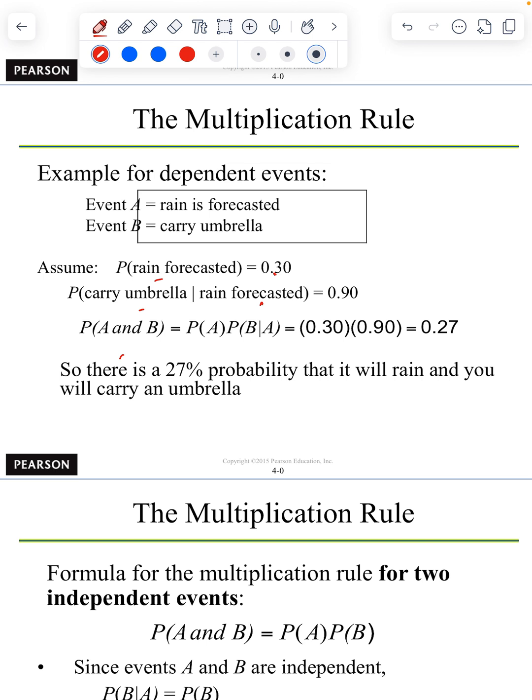So you have the probability of A and B occurring equals the probability of A times the probability of B given A. So, for example, you've got 30% based on this rain forecast, multiplied by 90% or 0.90 if the rain is forecasted, you're going to carry the umbrella. So 0.30 times 0.90 is 0.27. So there's a 0.27 or 27% probability that it will rain and you will carry the umbrella.